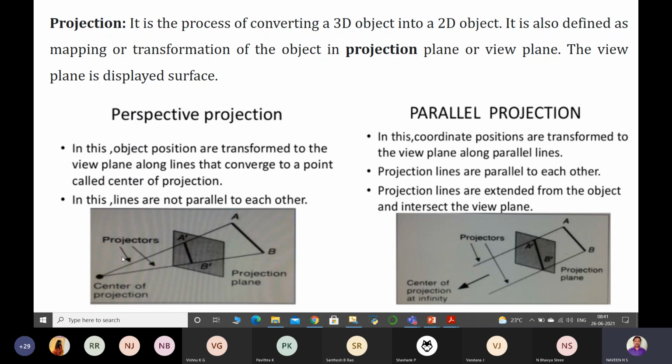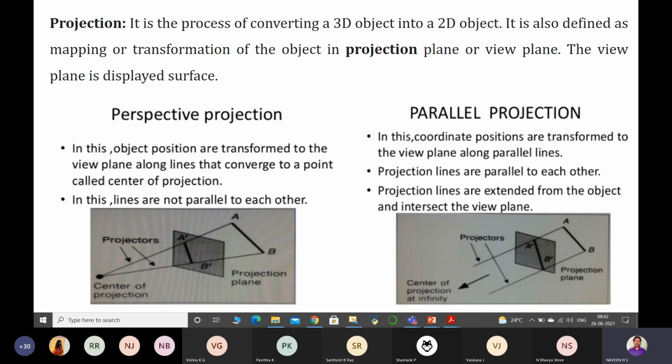So how are we going to view the object? You can observe there is a change in the size because it is converging. Initially your object is this much size, but when you look at it, you may observe it like this, A dash, B dash. Remember two things here: in this case COP will be at a finite distance, and the lines are not parallel.